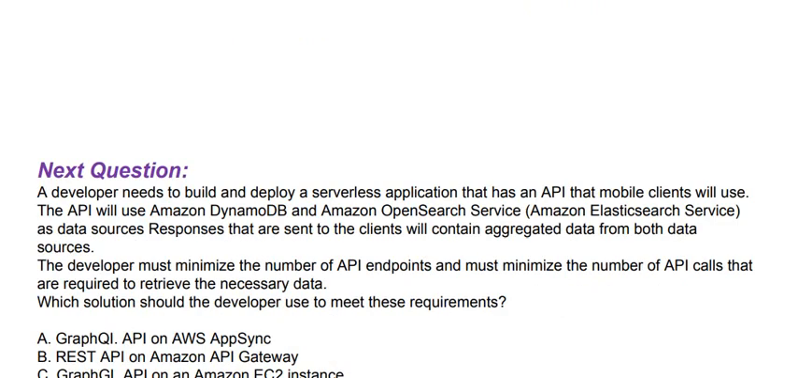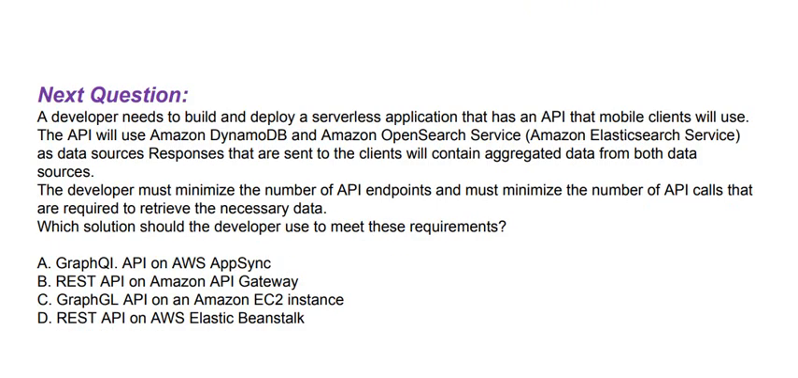Next question is: a developer needs to build and deploy a serverless application that has an API that mobile clients will use. The API will use Amazon DynamoDB and Amazon OpenSearch Service as data sources. Responses that are sent to the clients will contain aggregated data from both data sources. The developer must minimize the number of API endpoints and must minimize the number of API calls that are required to retrieve the necessary data. Which solution should the developer use to meet these requirements?